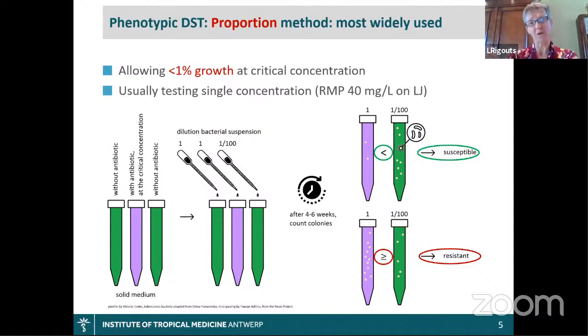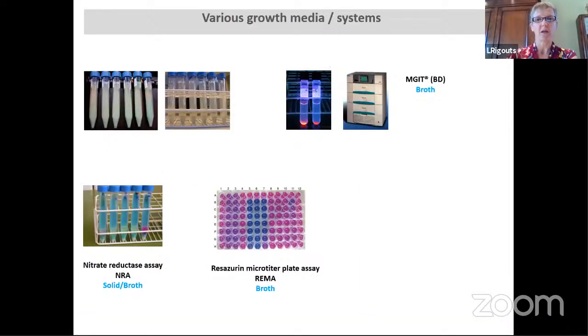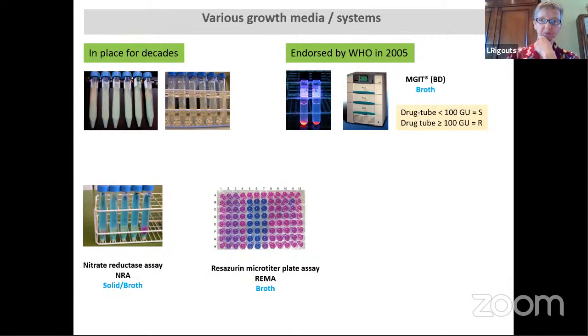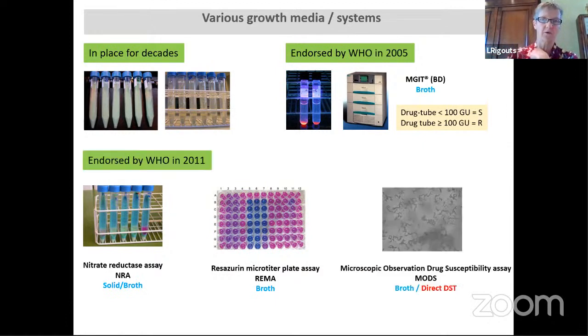This takes up to 4 to 6 weeks of growth. And so this is a quite slow method, which is in place for decades. And in 2005, WHO endorsed the MGIT system as a rapid broth-based medium looking at the metabolic activity. And you define susceptible and resistant if you have more or less than 100 growth units of growth.